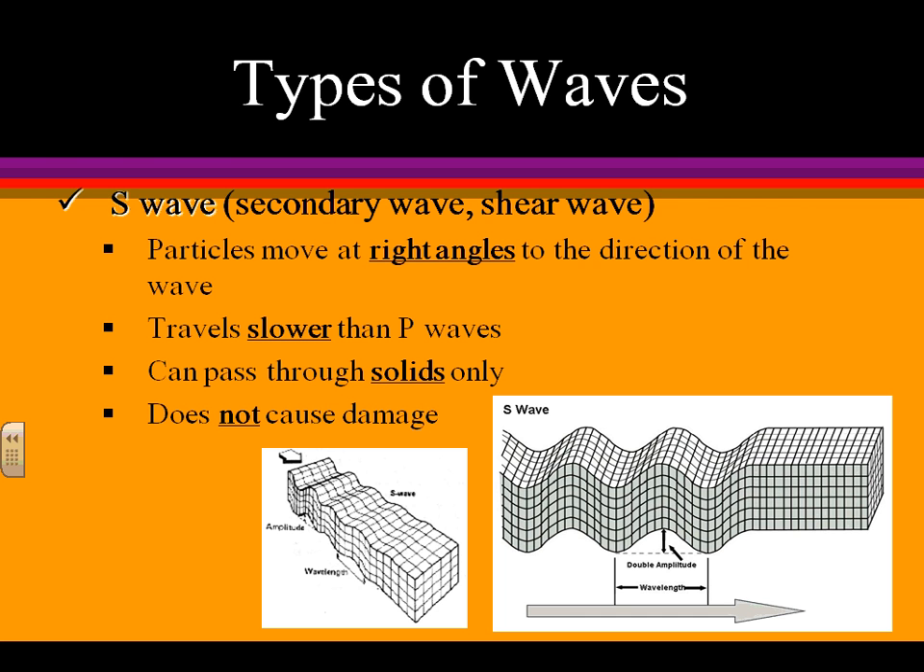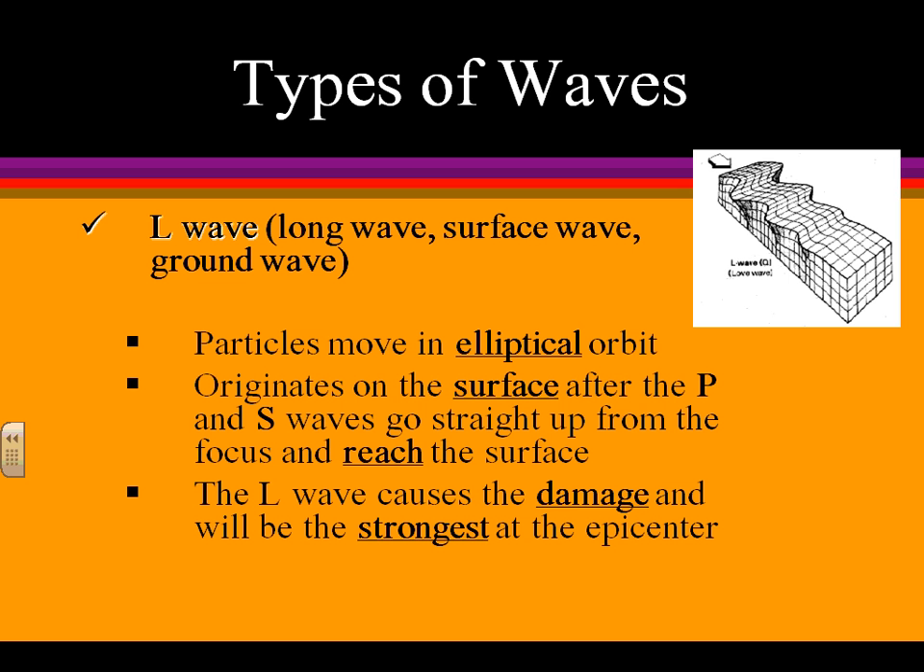The ones that actually cause the damage are the L waves. These are the ones that kind of roll across the ground. They're the slowest out of all of the waves, so they're even slower than the S waves. But these are the ones that cause all the damage because they're rolling really slowly. They're happening right along the surface of the ground.